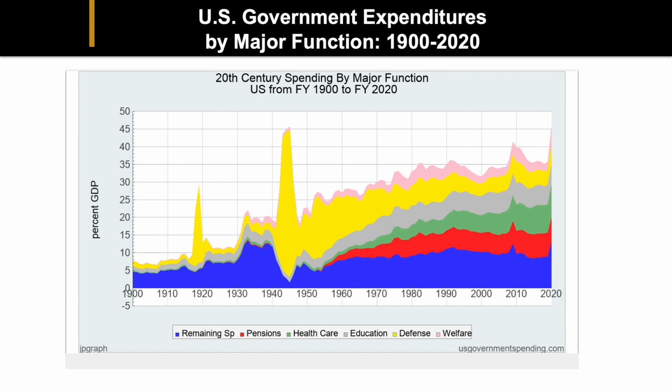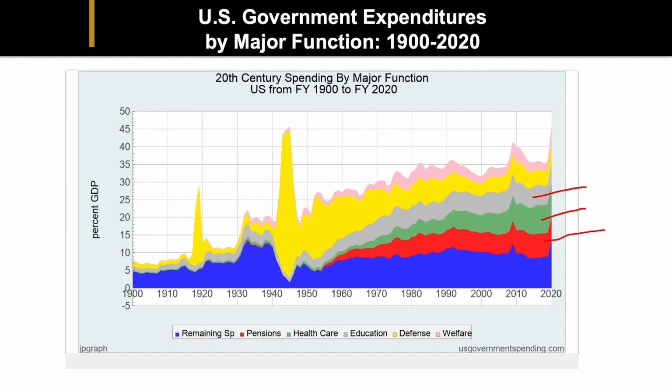And here's a breakout of total government expenditures by major function. This graph shows the time period 1900 to 2020. Again, it's spending as a share of GDP. Let's work backwards here. If you look at the red area here, that's federal spending on pensions. Here is federal spending on healthcare in green. Here's federal spending on education.